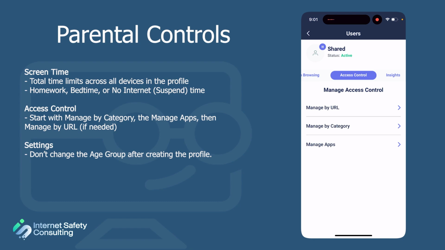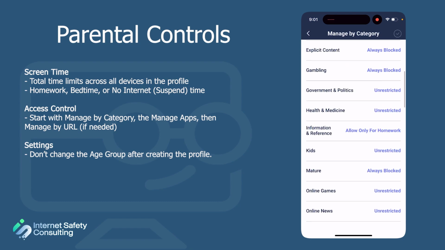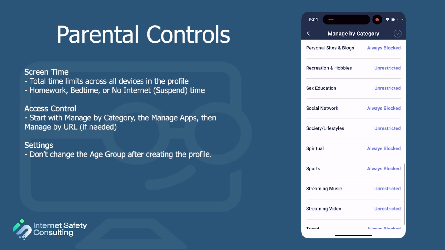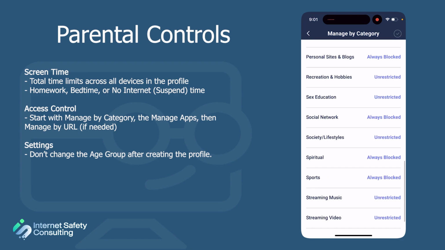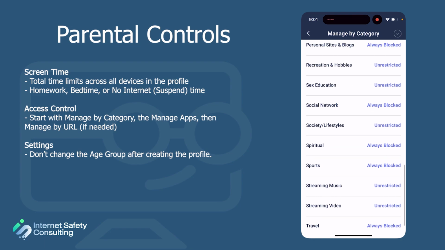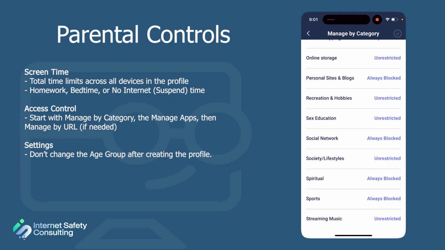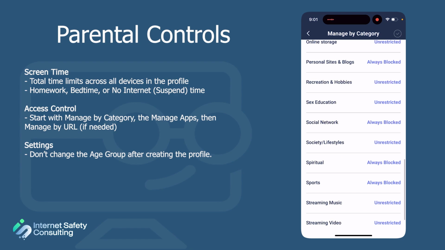it's been created. Now you can see here in Manage by Category that the social network category is set to always blocked. And this is great for me because I want to block most social media, but there is one social media app I do want to allow under this profile, which is Facebook.